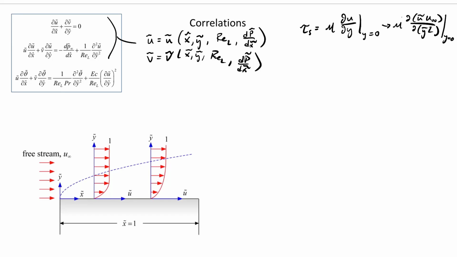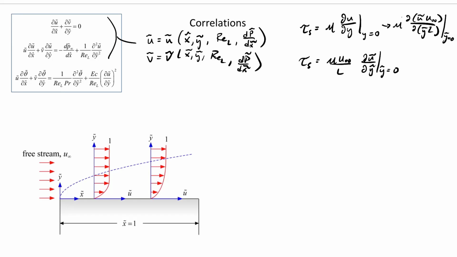Okay, so we can pull out the constants there, and we end up with tau s is equal to mu u infinity over L times the partial of u tilde with respect to y tilde, evaluated at y tilde equals 0. So actually y tilde up here too, right? So that's our shear stress for this. Okay, so we have this now.